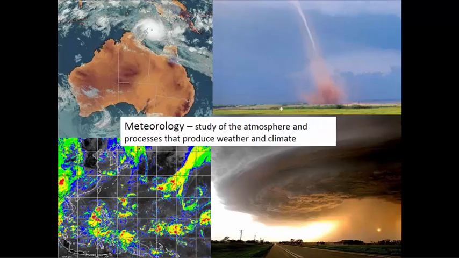So what is meteorology? Even though it sounds like it should be talking about things coming from outer space, it's actually the study of our atmosphere and the processes that produce weather and climate here on Earth. We will be studying things like hurricanes and tornadoes, different types of tools and technology that we use, and also just looking at how these types of events impact our everyday life.